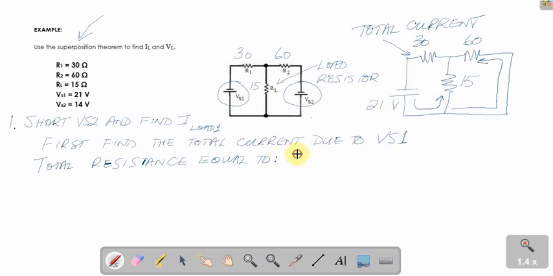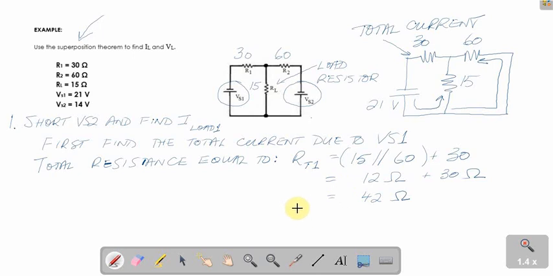We'll write this out here as our total. Maybe we'll call this R total 1 because we're going to do this again with respect to VS2. So that's 15 ohms in parallel with 60 ohms, and then all of it goes through that 30 ohm resistor. You guys are good enough now that you know how to do these resistors in parallel. 15 in parallel with 60 turns out to be 12 ohms. Then we'll add that to the 30 ohm resistor, and we get a total resistance of 42 ohms.